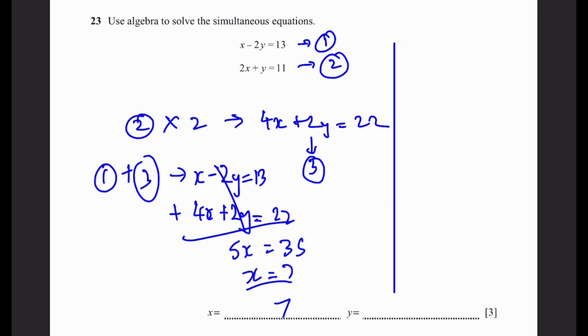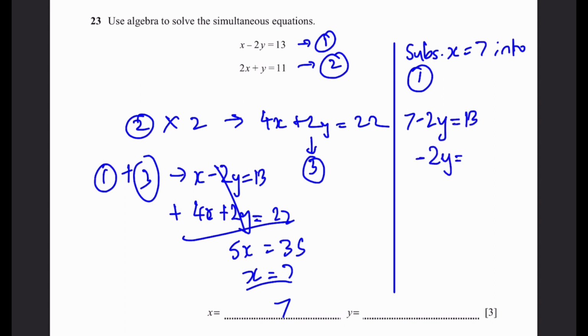We can substitute x equals 7 into any of the equations. I'll substitute into equation 1. So 7 minus 2y is equal to 13. Minus 2y is equal to 13 minus 7, which is 6. y is equal to 6 divided by minus 2, which is equal to minus 3. And now that's the answer. x is equal to 7 and y is equal to minus 3.